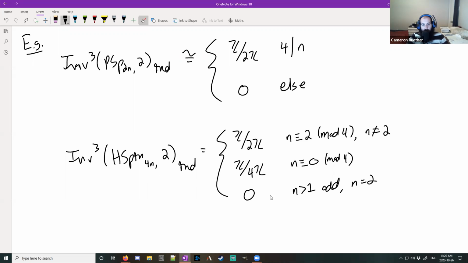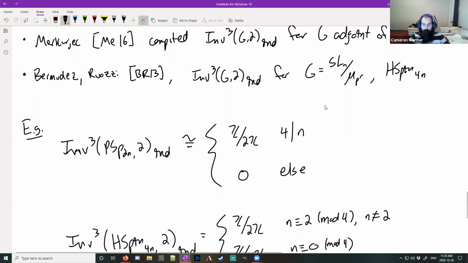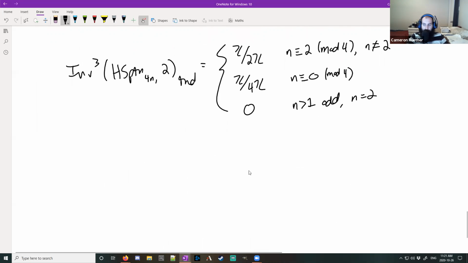And so most of the descriptions of indecomposable invariants look like this. The description for the projective orthogonal group looks the same as the one for the projective symplectic group. But these are the two that I'll be using later. And so some computations have been done. However, in Bermudez and Ruozzi's paper, I mentioned how Merkurjev had computed the normalized invariants as well for most of the groups he considered. Bermudez and Ruozzi just focused on the indecomposable invariants, with the exception of one of their corollaries.